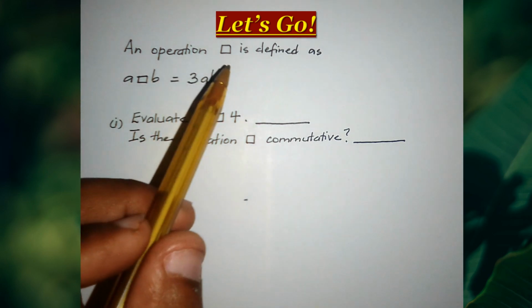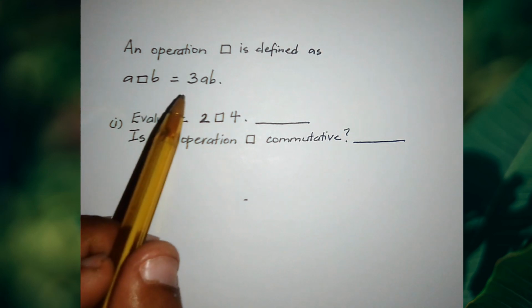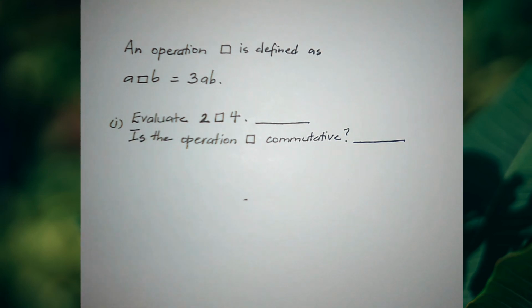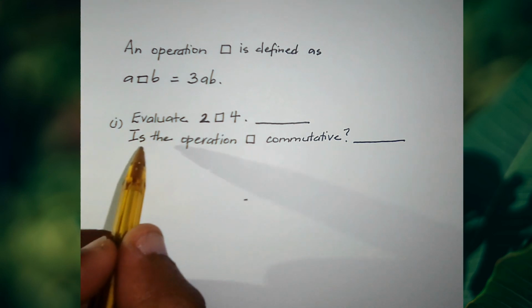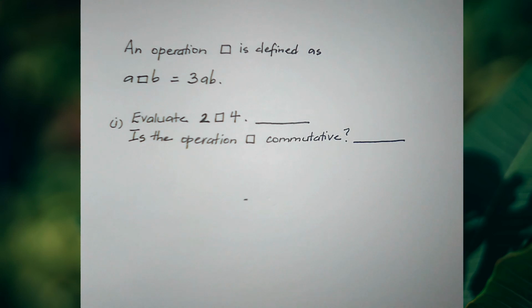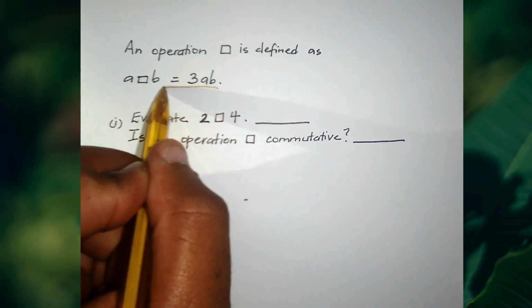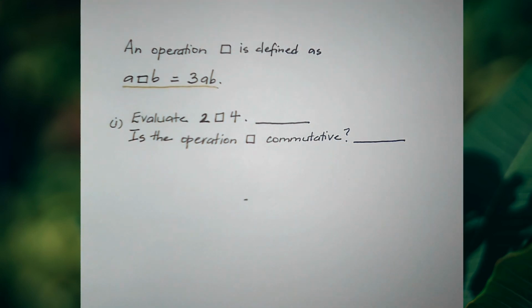An operation box is defined as A box B is equal to 3AB. And we're asked to evaluate 2 box 4. And then we're asked, is the operation box commutative? So remember, underline the most important thing, the binary operation. And we're going to start off by evaluating it first.